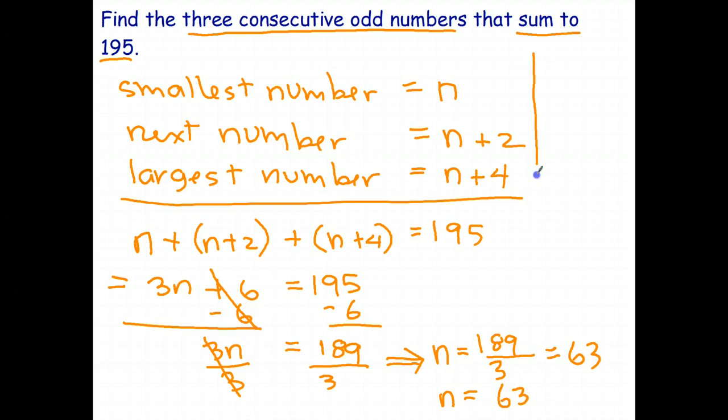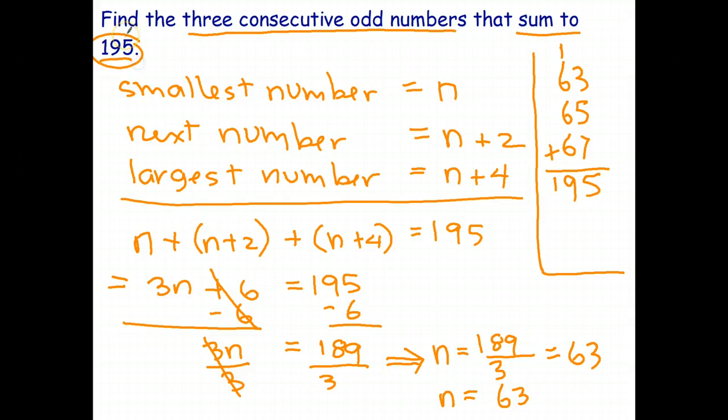Okay, let's do a quick check over here. If the smallest number is 63, the next number is 65. It's the next odd number, and the next odd number is 67. 3 plus 5 is 8. 8 plus 7 is 15. Carry the 1. 6 plus 6 plus 6 is 18. Plus 1 is 19. And it does check against the 195. So n equals 63 is correct.